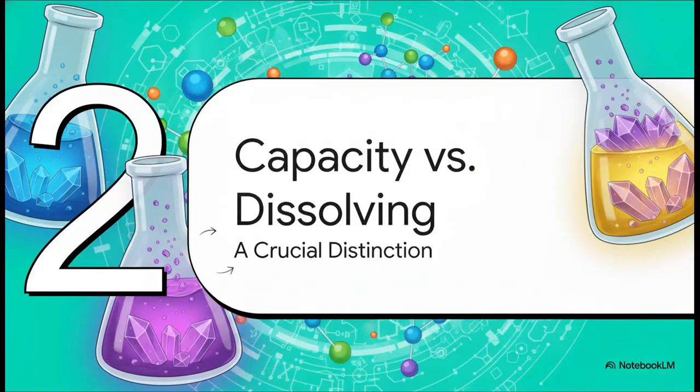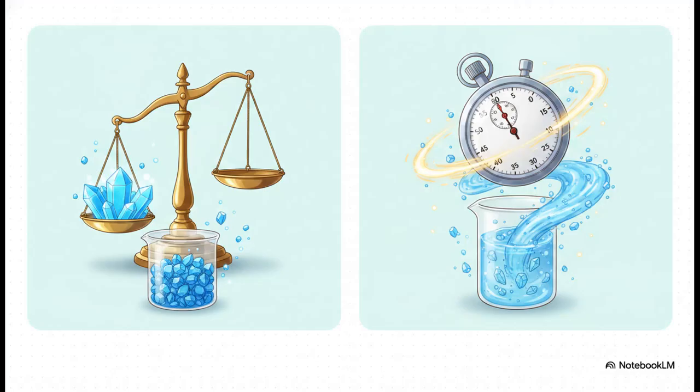Moving on to Section 2, capacity versus dissolving rate. So here is where it gets really interesting. It is absolutely crucial to understand the distinct difference between capacity and kinetics. Capacity is all about solubility. How much can mathematically dissolve? It's the absolute maximum limit of solute that a specific solvent can handle before the excess just piles up at the bottom. Kinetics, on the other hand, is simply the dissolving rate. It's how fast that solute dissolves into the solvent.